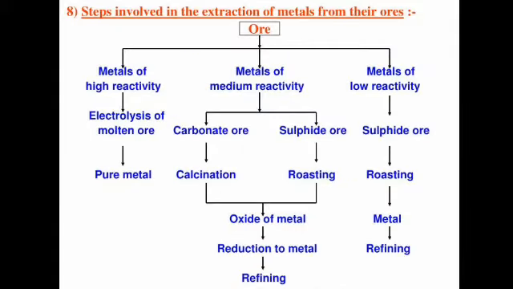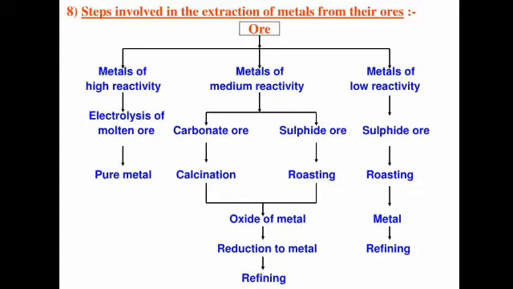So here is a flow chart that shows the extraction of metals from their ores. So the ore is taken and it may contain metals of high reactivity, metals of medium reactivity and metals that are having low reactivity. So the metals of high reactivity are extracted by electrolysis of their molten ore, and after electrolysis the pure metal is extracted.